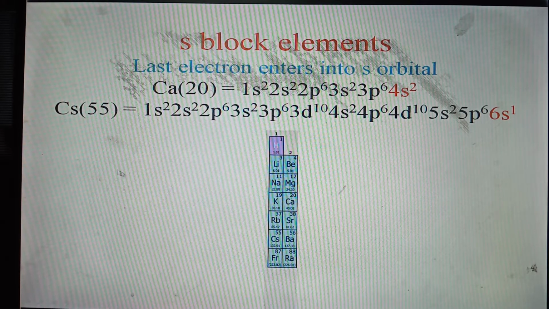Another example, cesium 55. The electronic configuration shows that the last electron is entering into the 6s orbital, so it is also an s block element. Here is cesium, so it lies in the s block. So there are two columns in the s block area. The first column is group 1 and the second column is group 2.